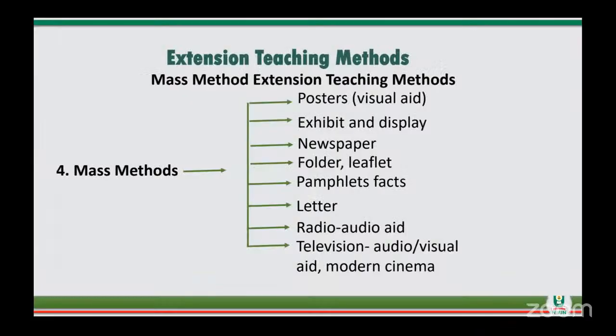And the fourth method is the mass method. Through the mass method, you can teach a lot of people at once. What are the examples of mass method? You use posters. Posters can reach a lot of people at once. You can use exhibitions and displays. You can use newspapers, the mass media. You can use folders and leaflets. You can use pamphlets. You can use letters. You can use radio, which appeals to the auditory senses of your audience. You can use television and modern cinemas.